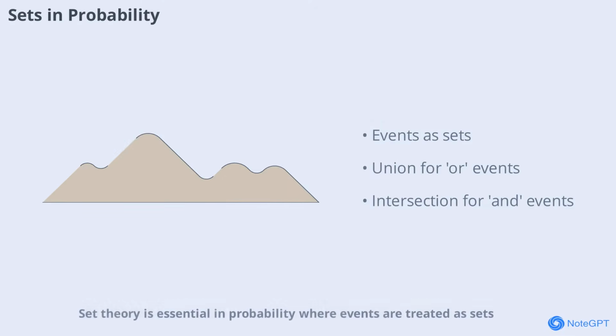Set theory is essential in probability, where events are treated as sets. The union and intersection of events help us calculate the likelihood of different outcomes. For example, the probability of either event A or event B happening is related to the union of their sets.